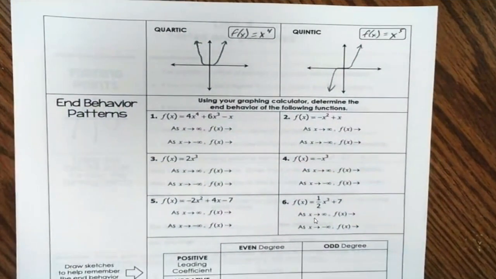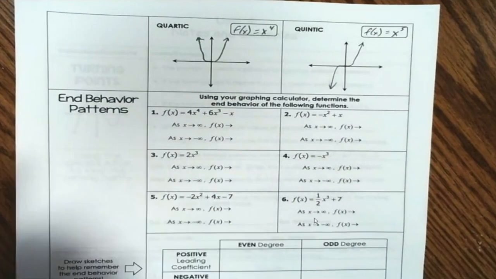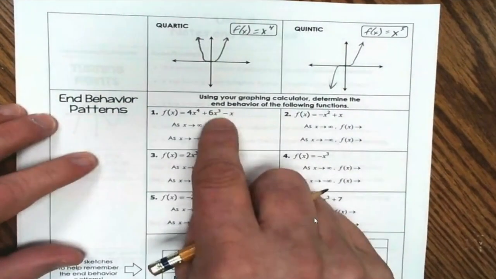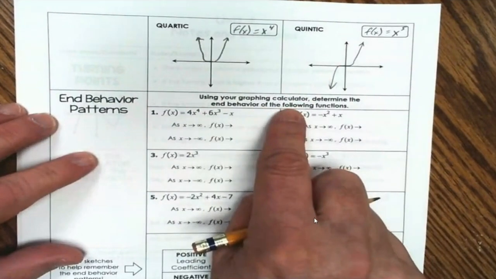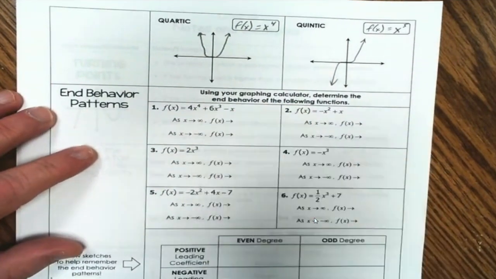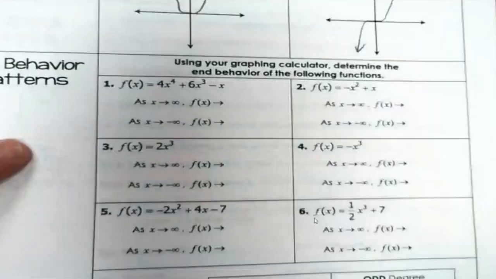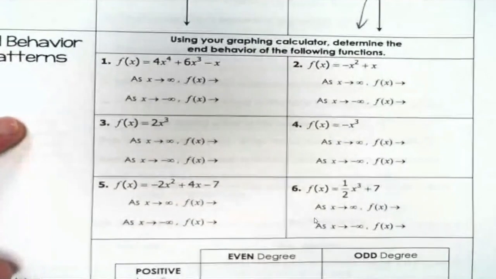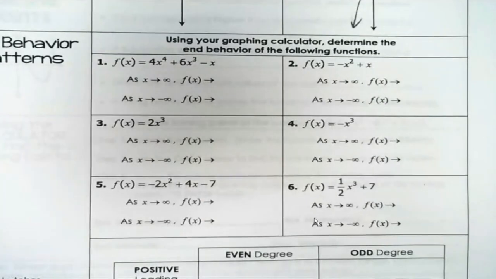All right, so let's look at this. In behavior patterns, that's one thing that we need to know, and we're going to learn to identify this. We can use our graphing calculator to determine the end behavior. Let me zoom in here so we can see what this says. All right, now we're focused.